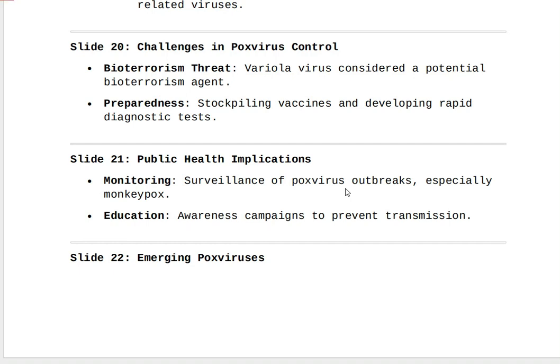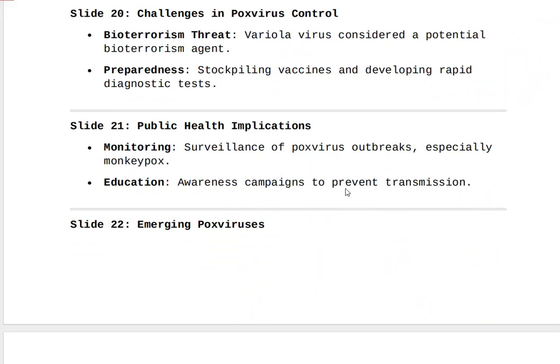Next one, challenges. Bioterrorism, the threat of bioterrorism. Even if it's already eradicated, the Centers for Disease Control still keeps a copy of this virus in their headquarters, in the laboratory. So we need to be prepared. We have to stockpile vaccines, so make them available for future use, and develop rapid diagnostic tests in order to identify people easily who are suffering from these viral infections.